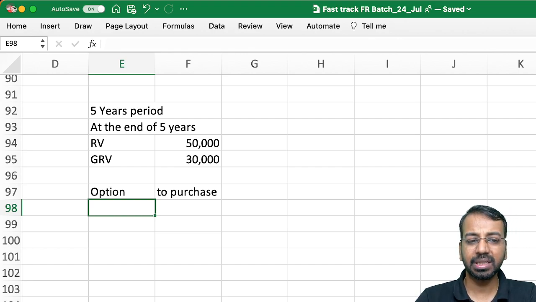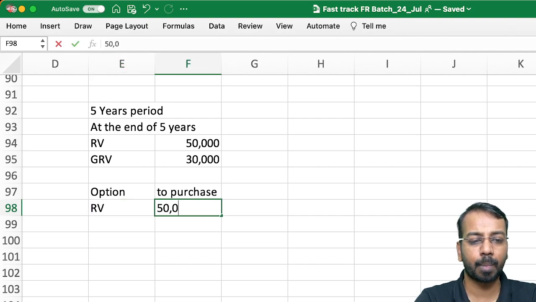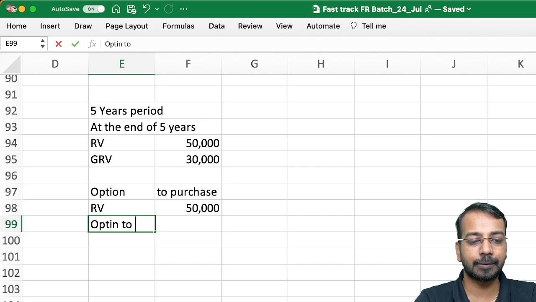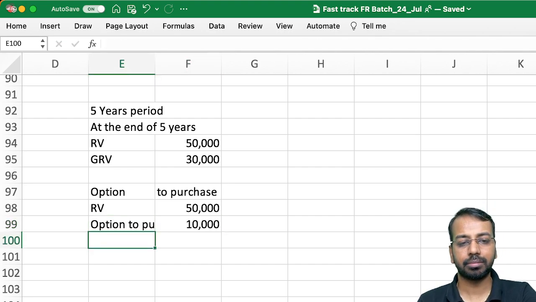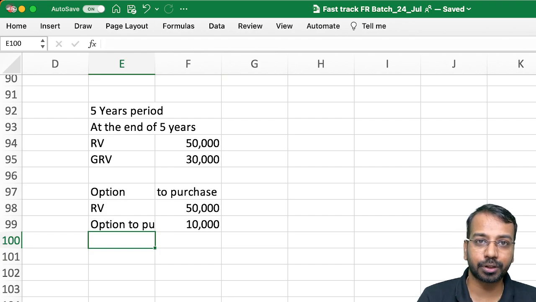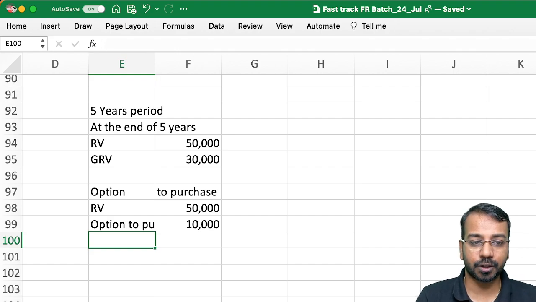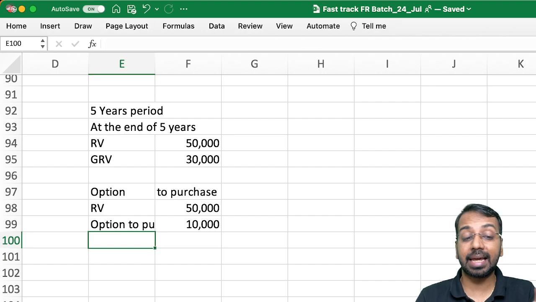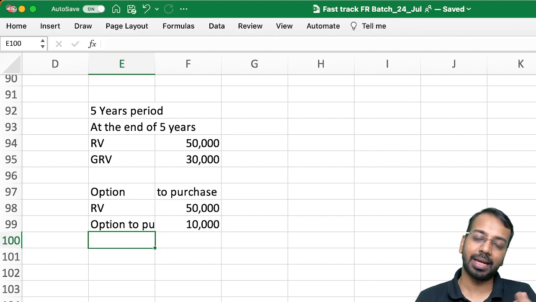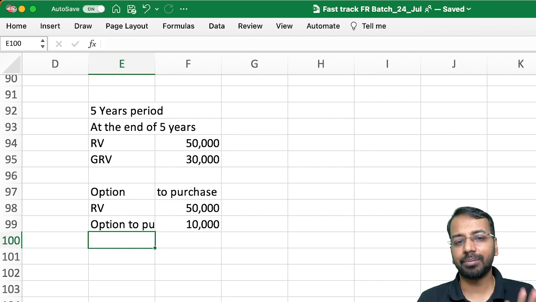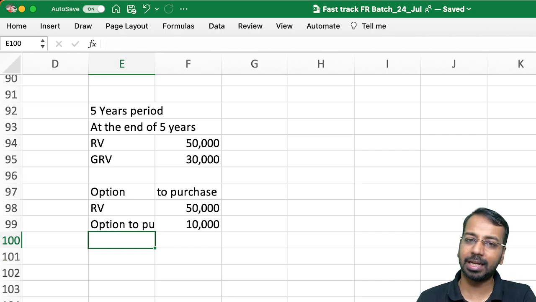Now let us say at the end of 5 years, residual value expected is 50,000. There is an option to purchase at 10,000. Now, will the lessee exercise this option? Something worth 50,000, if I am getting at 10,000, will the lessee exercise that option? Most likely, yes. If the lessee is likely to exercise this option, it means the lessee is telling itself that something worth 50,000 I am getting at 10,000, let me buy it.